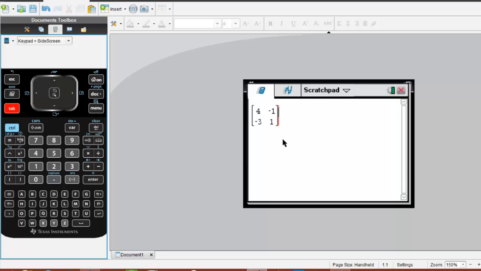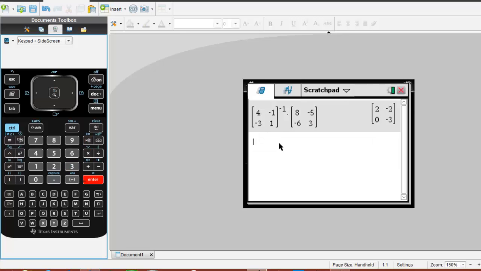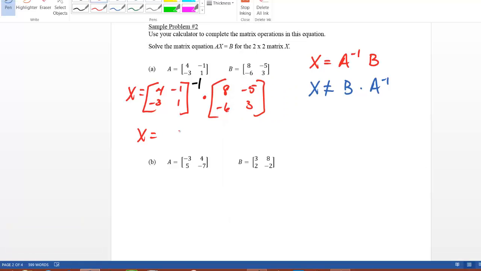Now that I have matrix A in there, I just need to raise it to the -1 power, and then I just need to multiply that times the next matrix. Now that I have both of these in there, all I have to do is hit enter, and I'll have my value for matrix X. So X equals the following matrix. Now, if you wanted to check this, you could always come back and plug this in and say matrix A times matrix X, punch that into your calculator, and the resulting matrix should be matrix B.